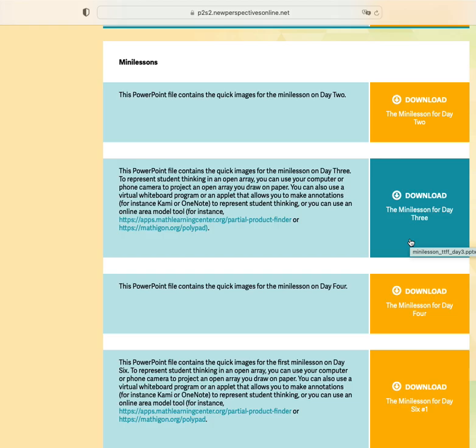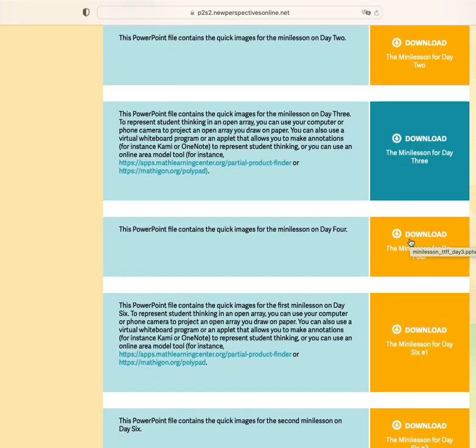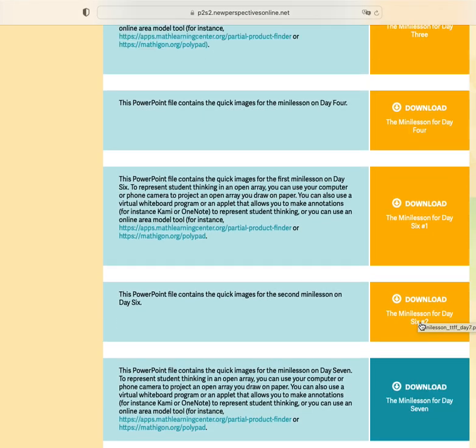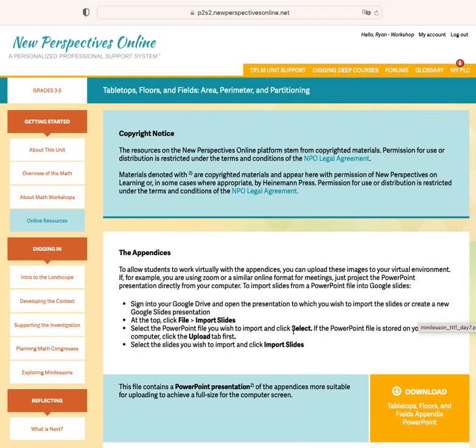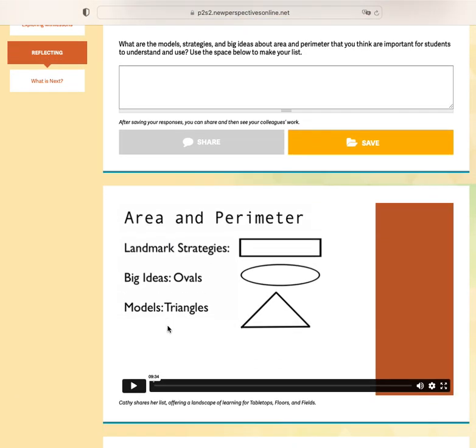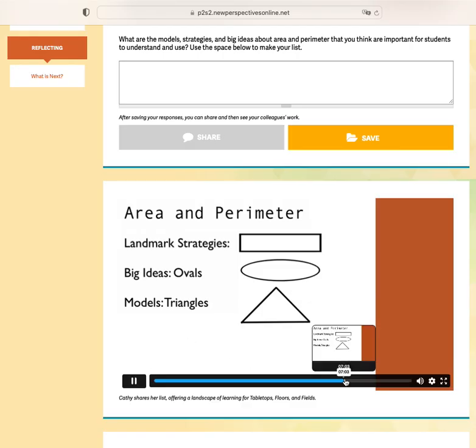And we call them mini lessons because sometimes they're problem strings, sometimes they're count around the circle and other routines. But most of the time they are problem strings. So you can see them all in PowerPoint slides there and use them with your students. As you move down here, you'll see Intro to the Landscape. This is where we build out the big ideas, the strategies, and the models like Kathy did in our session.